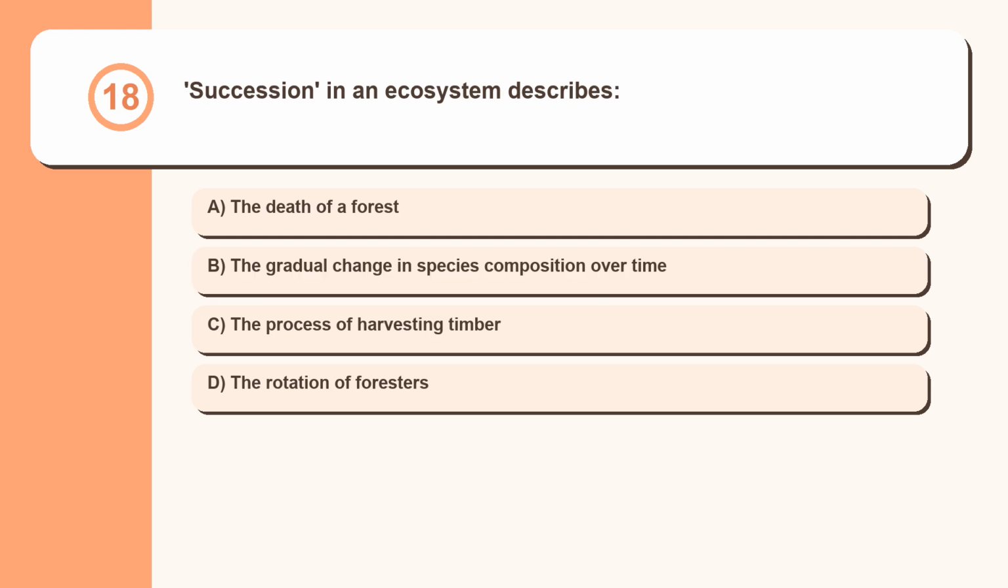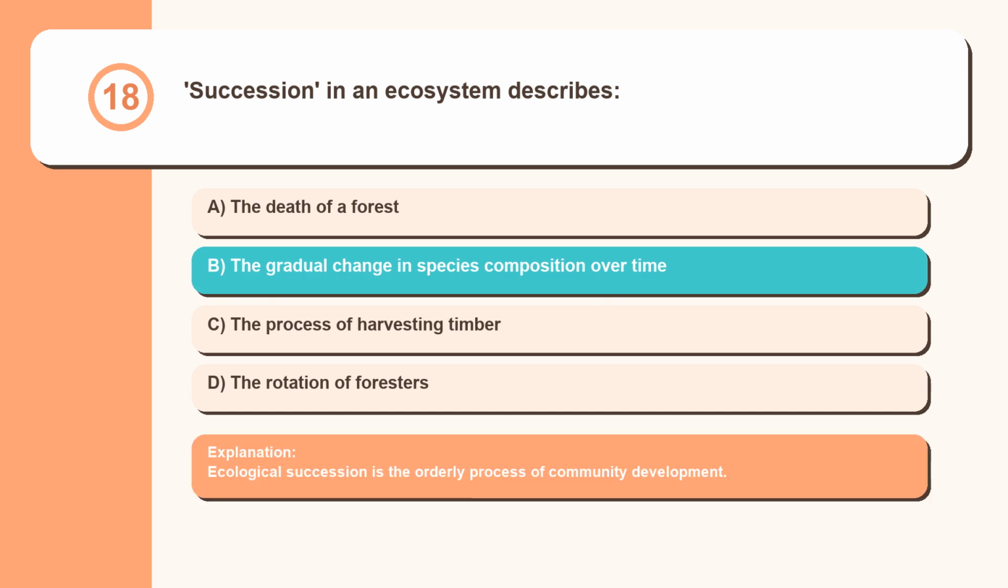Question 18. Succession in an ecosystem describes the death of a forest, the gradual change in species composition over time, the process of harvesting timber, the rotation of foresters. Ecological succession is the orderly process of community development.